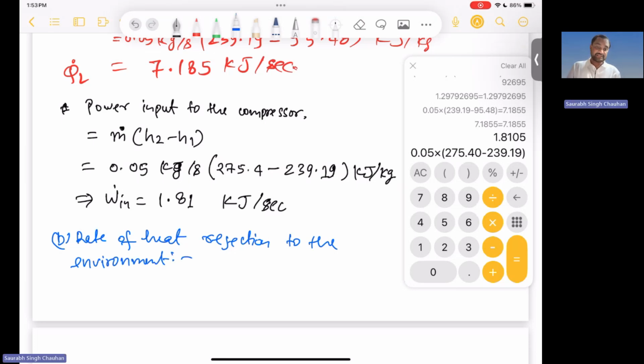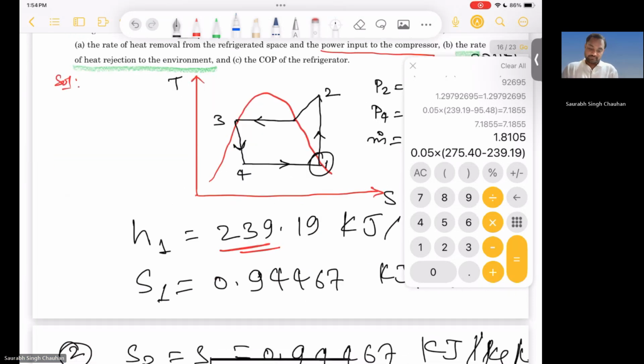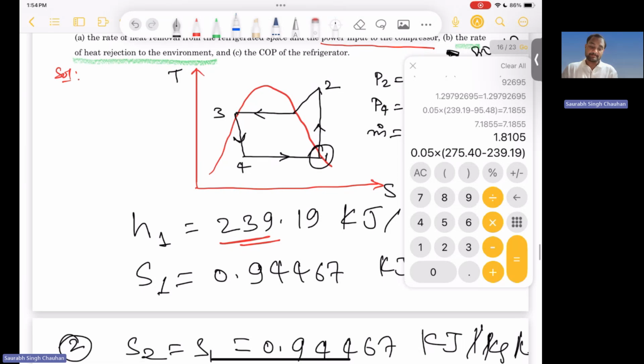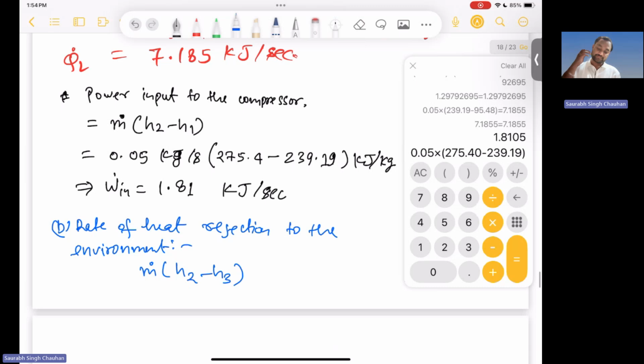So here the heat rejection is taking place, from 2 to 3 in the condenser, right? Okay. So this will be equal to m into h2 minus h3. Correct? And if you substitute the values, then you will get the values.